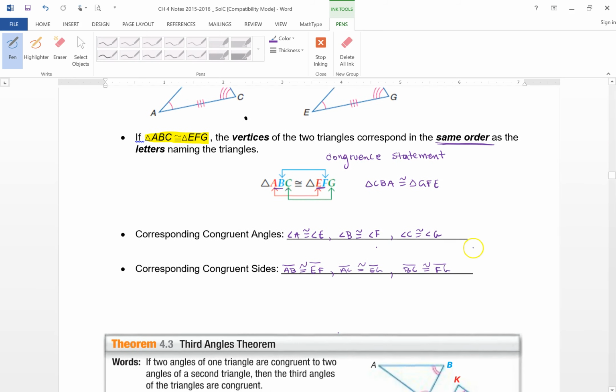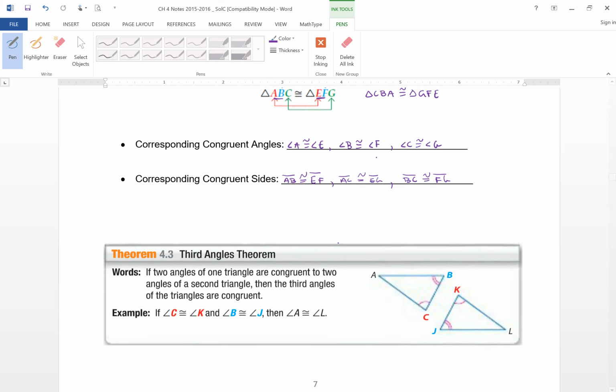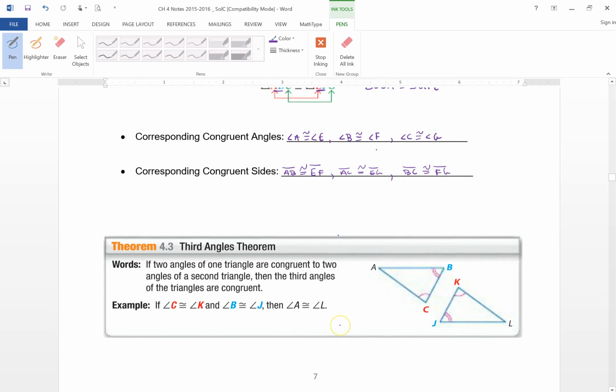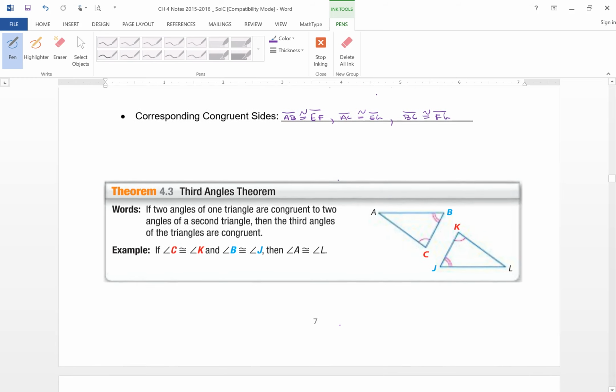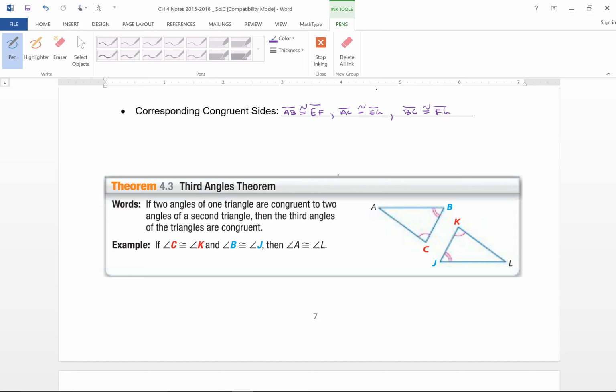Third angles theorem. This follows from the triangle sum theorem. Basically what it says is, suppose you have these 2 triangles right here, and we're told that C and K are congruent. B and J are also congruent. That means the last one that we don't have any information about is also congruent. So A is also congruent to L. Okay? So if two angles of one triangle are congruent to two angles of another, the third ones must also be congruent. Are there any questions so far?